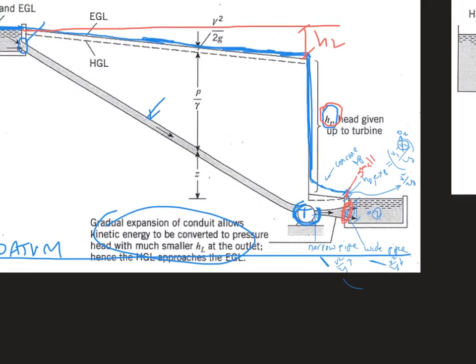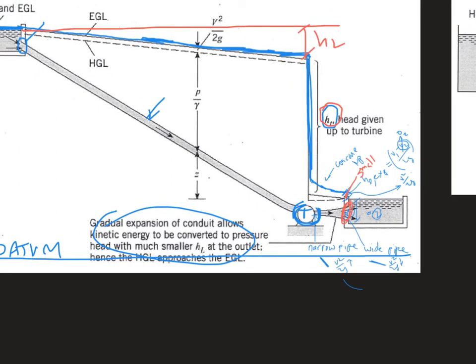This isn't social shaming. All right, so then let's do the HGL. The HGL in this case, like in all cases, is pretty straightforward. You just have to figure out what V squared on 2G is, and then you just subtract that off. Notice this pipe is a constant diameter the whole way, so that means the V squared on 2G is just going to be some distance below that line the whole way. Even down here, when it comes out of the turbine, it's a very narrow pipe.